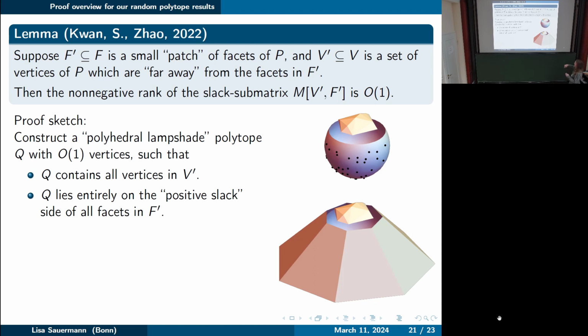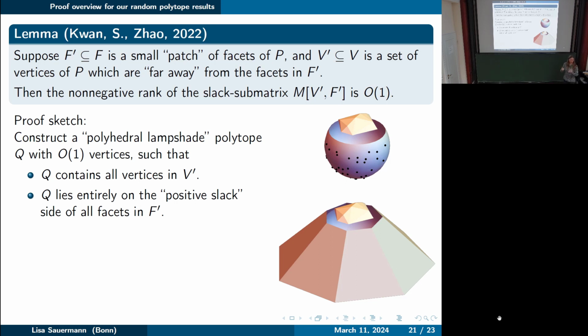So the 4 orange points in the convex hull in the proof will be replaced by some polyhedral lampshade polytope. What do we mean by that? Something looking like a lampshade, like in this picture. But the important thing is that this thing should have O of 1 vertices. So the number of vertices should only depend on d and not on V prime or F prime or any of that. But if you are very careful with how you construct this, you can get such a polyhedral lampshade polytope with O of 1 vertices, which contains all these black dots in V prime, and which lies entirely on the positive slack side of our facets in F prime.